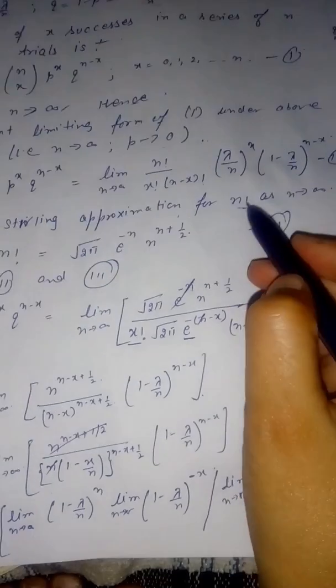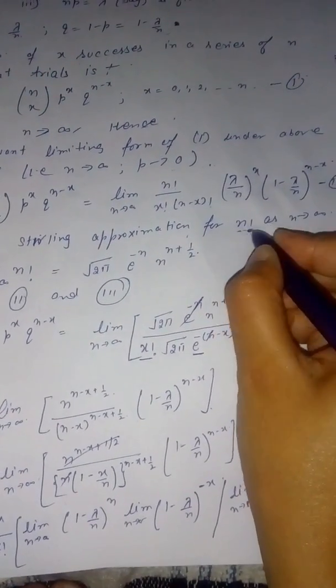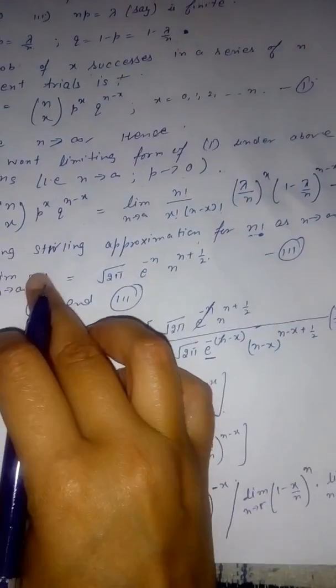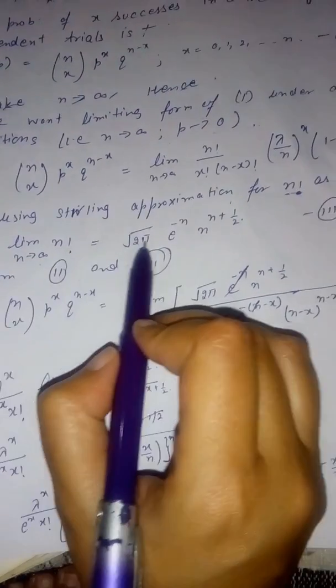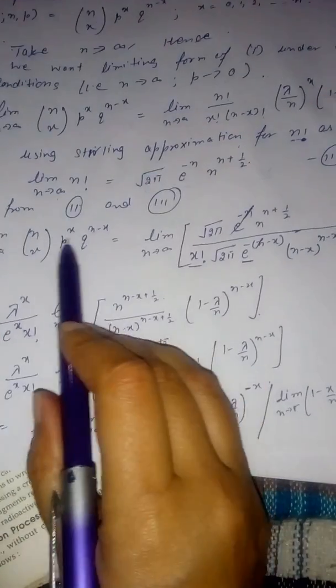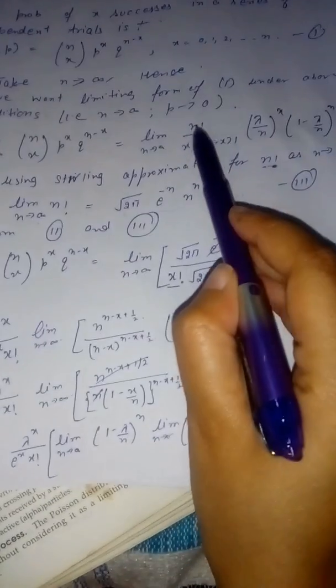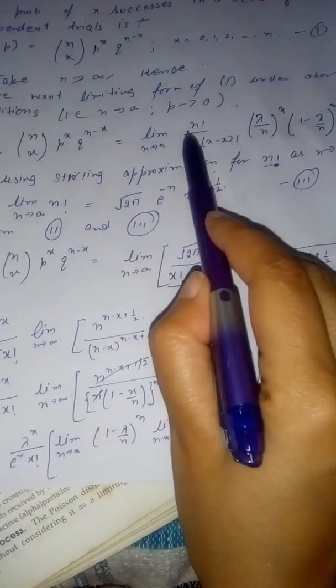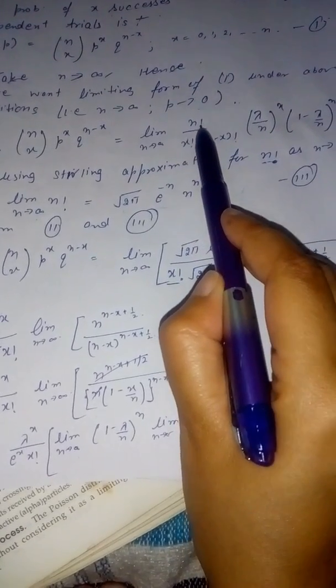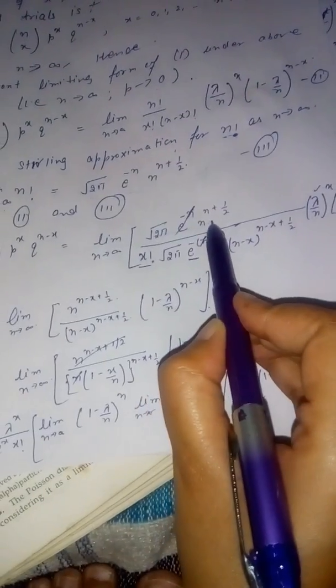Now we use the Stirling approximation. Stirling approximation is used for n factorial when n approaches infinity. So for any factorial of an infinitely large number, we use Stirling approximation. So the limit as n approaches infinity of n factorial is equal to this, right? So we take limits n approaching infinity on the binomial distribution, n factorial over x factorial times n minus x factorial. n is infinitely large, so we use Stirling approximation on n factorial, which is equal to this.